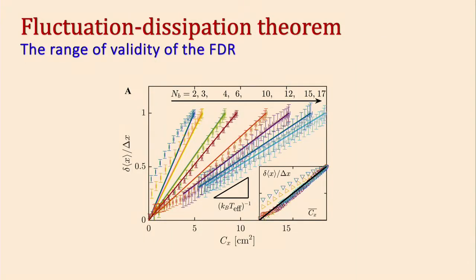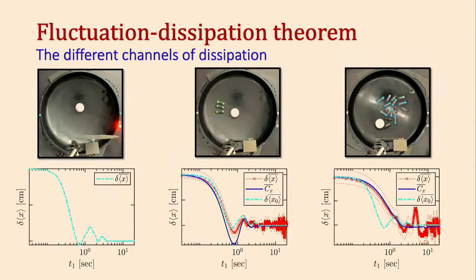And now we want to look at a different way to look at the fluctuation dissipation relation, which is to look at the response versus the correlation, and you can see they all fall on a straight line as you increase the number of bots, and you can extract the temperature from the slope of this line, except for when you have 2 or 3 particles. Then this doesn't hold. And you can ask, why doesn't it hold?